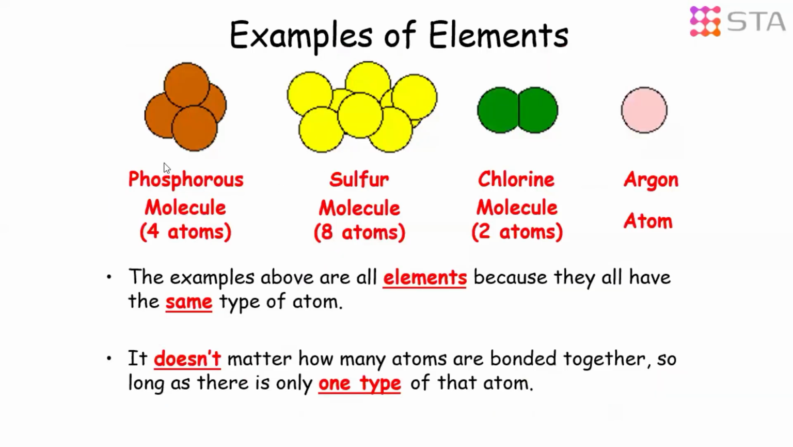Just to emphasize the point, again, we've got 4 examples of elements. The first 3 are molecules because you've got more than one atom bonded together. The last one is just an atom, which obviously is an element. It doesn't matter how many atoms are bonded together, so long as there's only one type of atom. And that ensures that we have elements. So this is an element, that's an element, that's an element. And obviously one atom will always be an element.